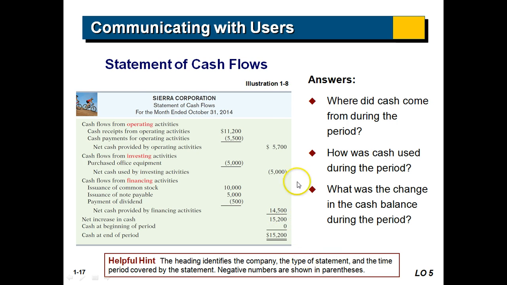The last thing I want to go over is the heading of the cash flow statement. Again, it's very similar to the others. Name of the company, identify the financial statement, and then the date. This financial statement is dated just like the income statement and the retained earnings statement because it covers a period of time. So you have to identify what that period of time was.